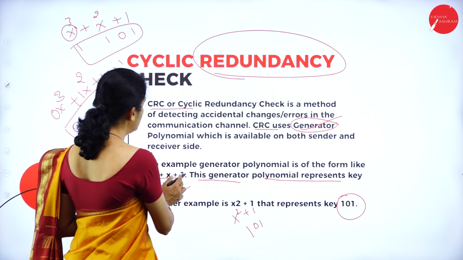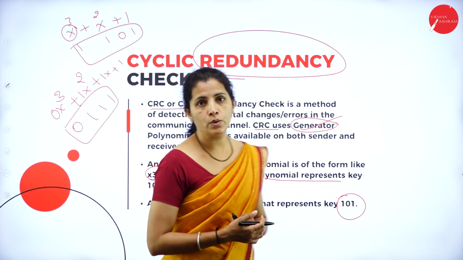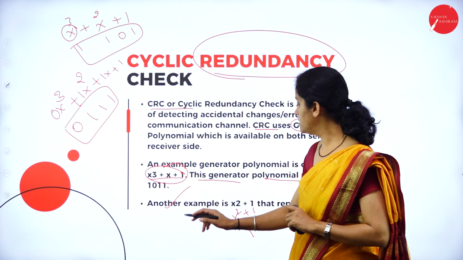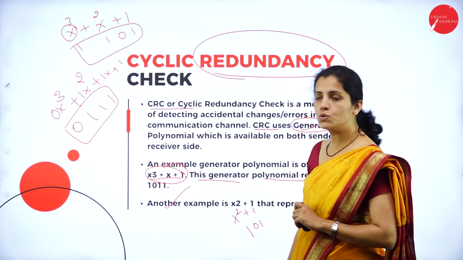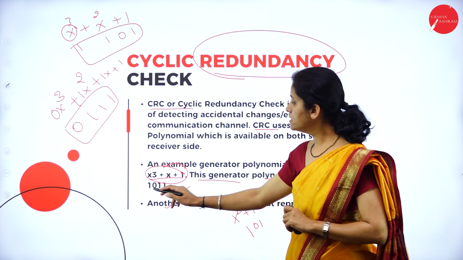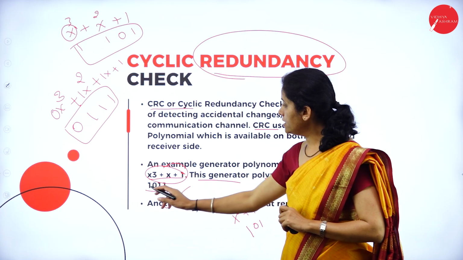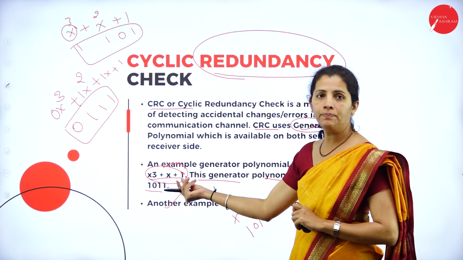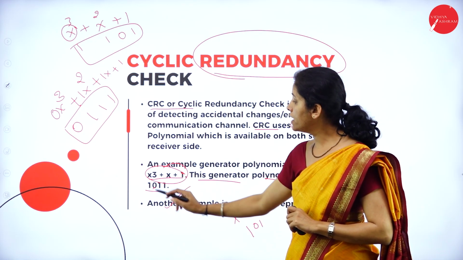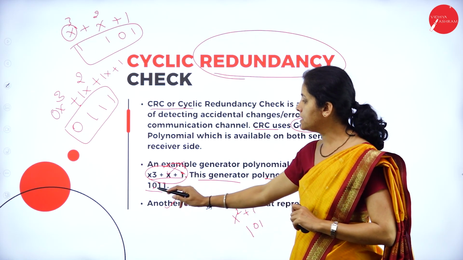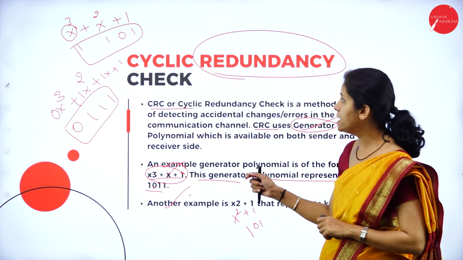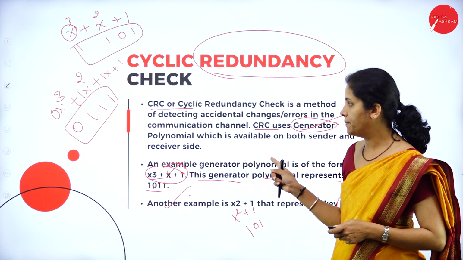And if I consider this example, I am going to have x to the power 3 plus x plus 1. Fine, see here. x3 is present, so I will write 1, but I am missing x2, so I will write 0. The x term is present, so 1, and 1 is present. It is 1. So what is my key? 1, 0, 1, 1.